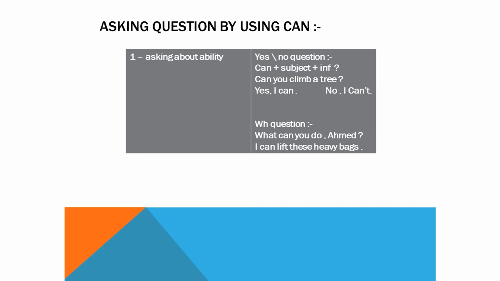We can ask a question by using can. We use can in 2 ways. The first way is asking about ability. Ability means something that one can do. Yes or no question. We use first can followed by subject plus infinitive. For example, can you climb a tree? Yes, I can, or no, I can't. We can use WH question to ask about ability. For example, what can you do, Ahmed? I can lift these heavy bags.